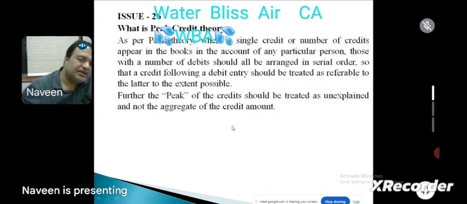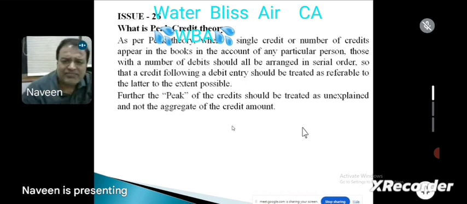What is peak credit theory? There is a peak credit theory, and telescoping is there. A humble request to all members, be alert, sir. Whenever there is search and survey, understand the meaning of two words: what is peak credit, and what is telescoping? We'll study both and we'll see some case laws. These are all section 69 matters involved only in search and survey.